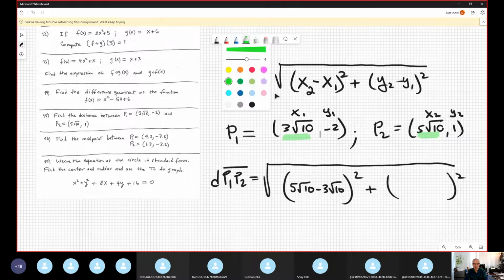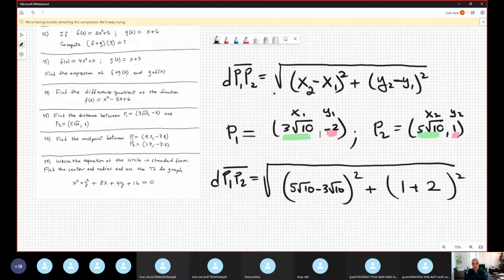And for the y part, let me use red. The y component: y2 is 1 minus, the minus of the formula, but unfortunately y1 is negative 2 and it becomes positive. Do you put it directly, or do you put this double negative? Negative 2. You know very well that a double negative becomes positive, yes or no? Yes. It's a plus 2, because the formula has a minus, and the value is negative.